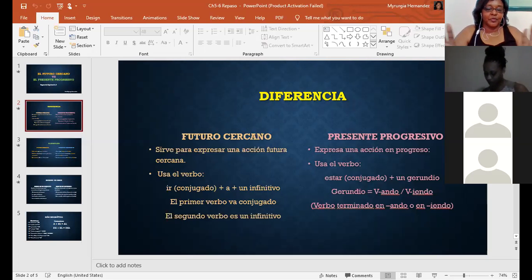Comprenden the two different verbs. Mañana va a ser is going to be. Mañana va a ser un día festivo.